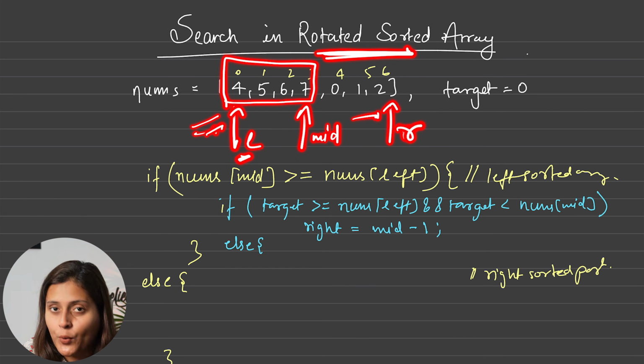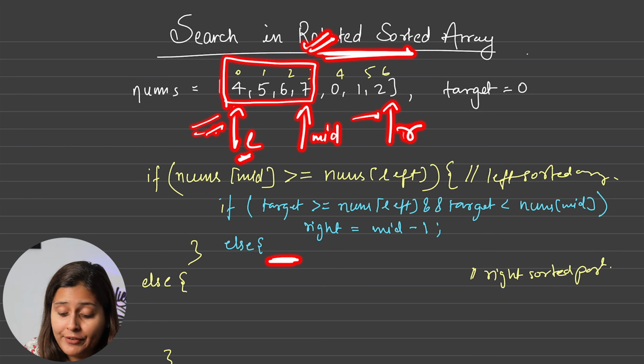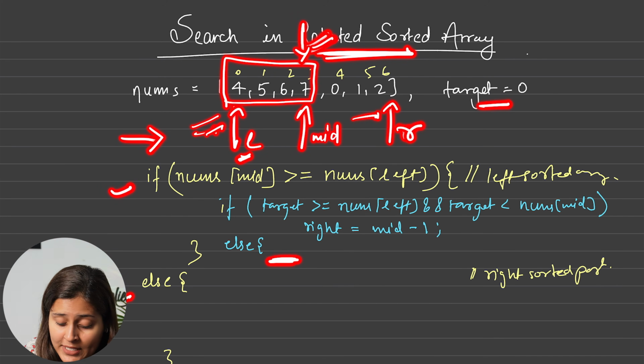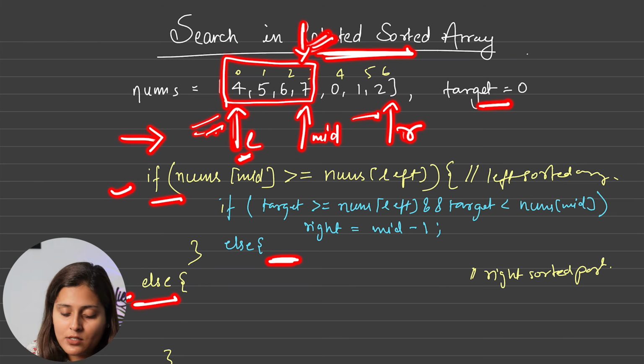Can I put it at mid? No, I cannot. Because if it was equal to mid, then before this if and else check, here only we will put that if nums of mid equals target, we will return. But if we are in this if and else case, it means the target value is not matching with the mid value. So hence we will shift our left pointer to mid plus 1.